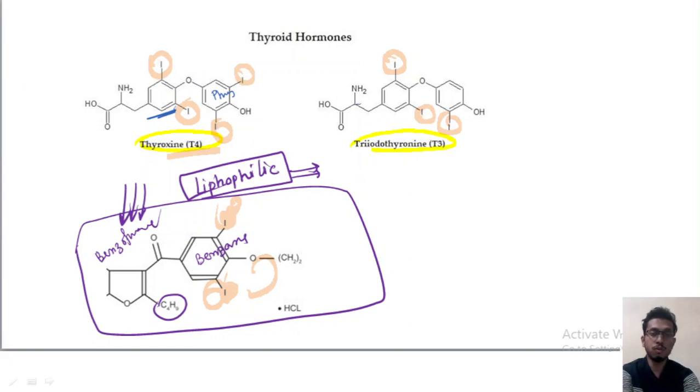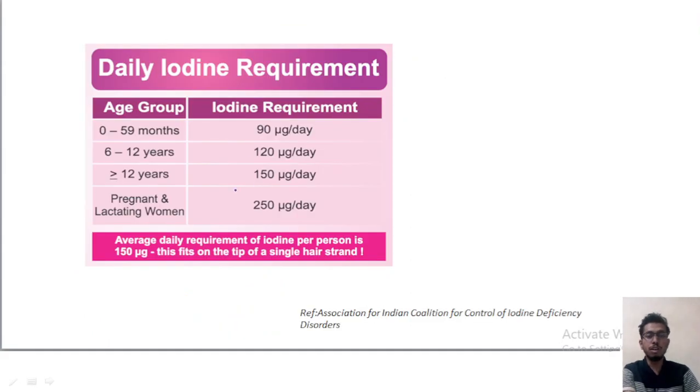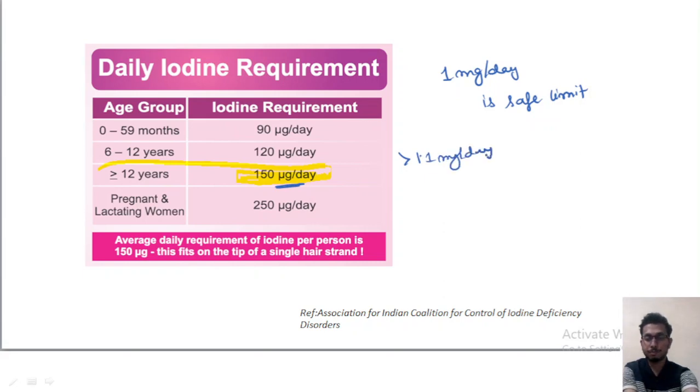Alright. Now, what is the daily iodine requirement of the body? In the normal adult population, we need only around 150 microgram per day. Although 150 microgram is the daily requirement, up to 1 milligram per day is the safe limit. And ingestion of more than 1.1 milligram per day is associated with harmful activity that leads to acute or chronic toxicity.